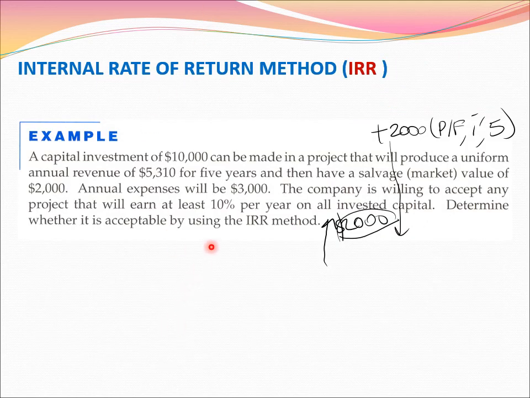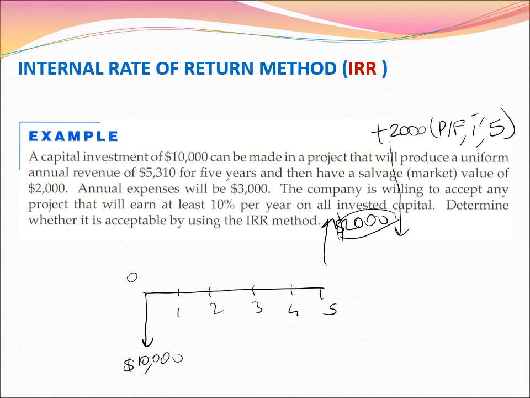Let's consider this example. It says that a capital investment of 10,000 can be made in a project that will produce a uniform annual revenue of 5,310 for 5 years. Okay, so the first thing is to sketch the cash flow diagram. So we have an initial investment amount of $10,000, and the lifetime is said to be 5 years.